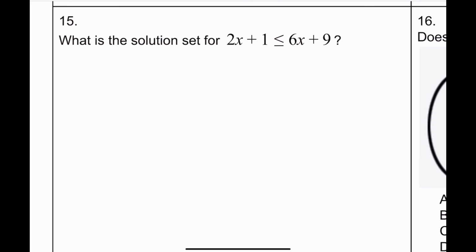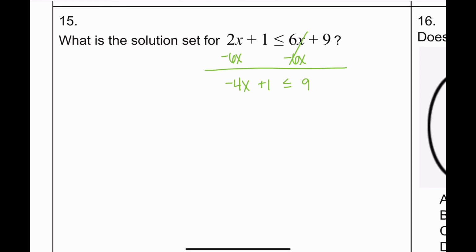Number 15, what is the solution set for this inequality? Well, to solve this inequality, we want to get the variables on the same side. So we can subtract 6x on both sides. You could subtract 2x on both sides. So 2x minus 6x is negative 4x. Bring down the plus 1 is less than or equal to 9.